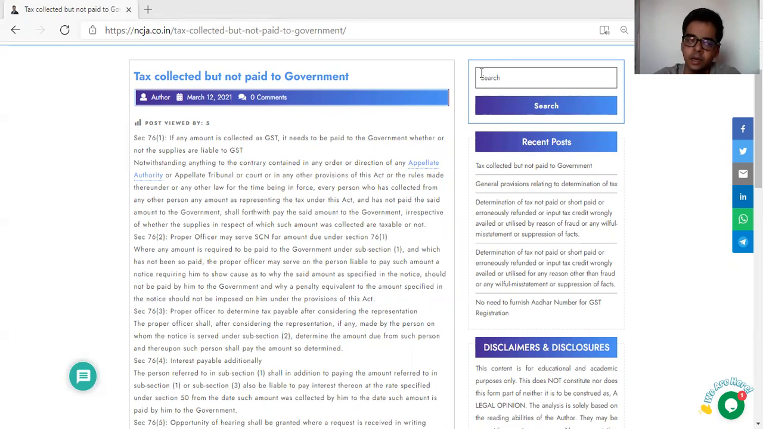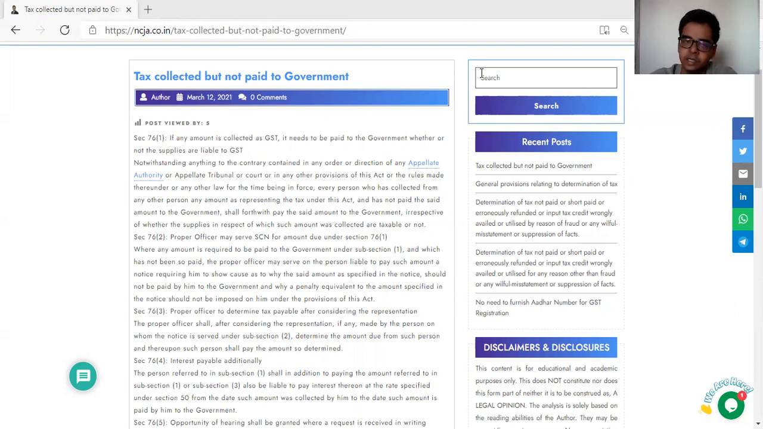The use of this will always come to you at the time of your assessment, but it will also be useful to you all as and when the scenarios so arise. So today's topic is a scenario wherein we collect the taxes but we do not pay them to the government, which means the topic of the day is tax collected but not paid to the government.